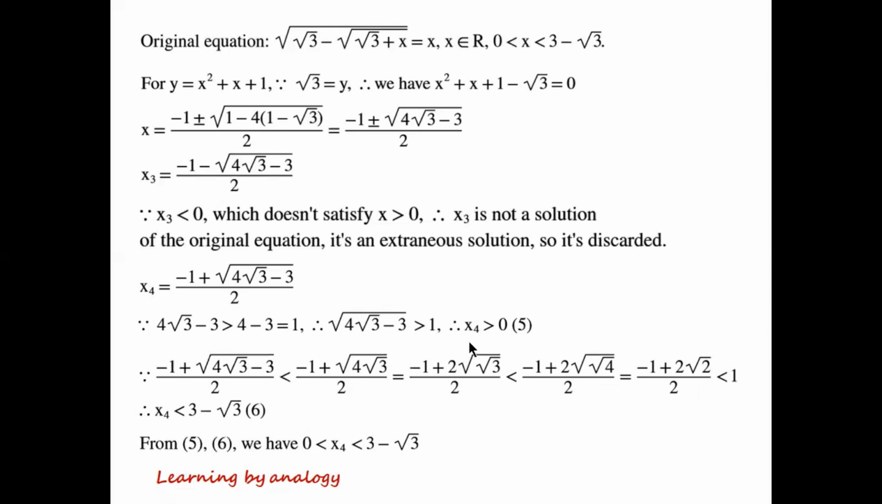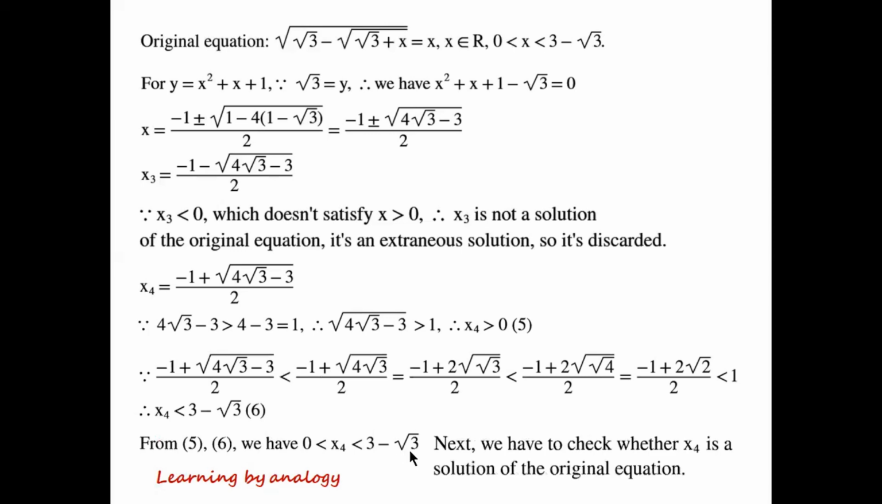From 5, 6, we have 0 is less than x4 is less than 3 minus root 3. Next, we have to check whether x4 is a solution of the original equation.